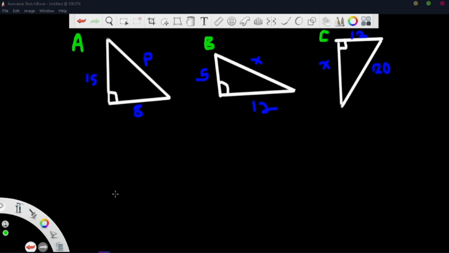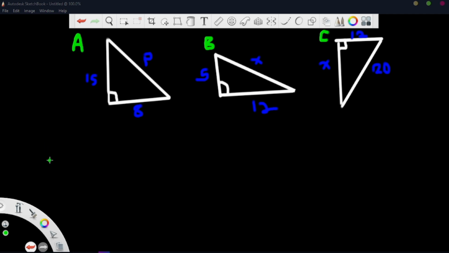So Pythagoras theorem of a right-angled triangle basically states that if we square these two adjacent sides, which are 8 and 15, we are supposed to get P. So that's the basic gist of Pythagoras theorem: the two adjacent sides squared give you the longest side, which is the hypotenuse. So let's say we had a question such as this, and they want us to find the value of P.